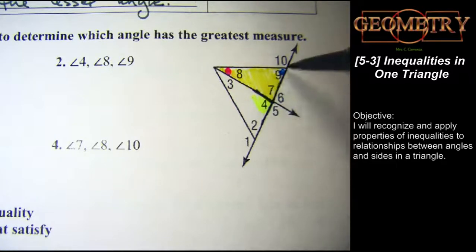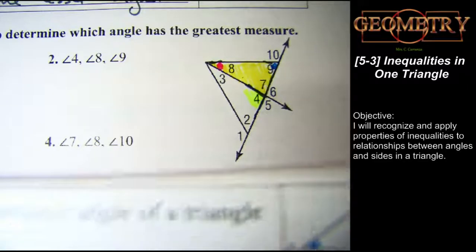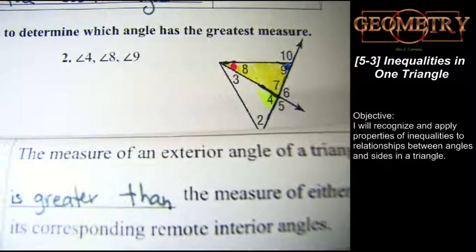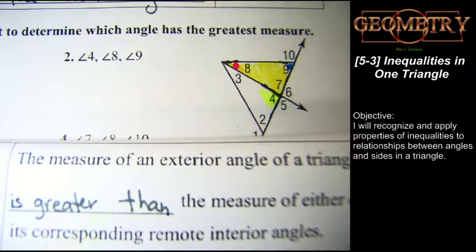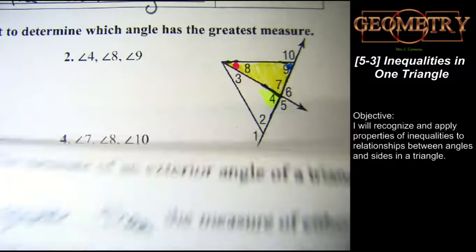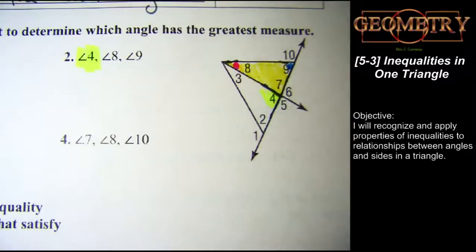So if I look at these angles out here, those are the remote interiors. We had a theorem, the exterior angle inequality theorem, that said that the exterior angle is, as you said, greater than either one of those 2 remote interiors. So 4 is actually greater. So 4 must be the greatest angle. I don't know how 8 and 9 are related, but I know that 4 is bigger than 8 and 4 is bigger than 9, so 4 is the biggest out of all 3 of them.